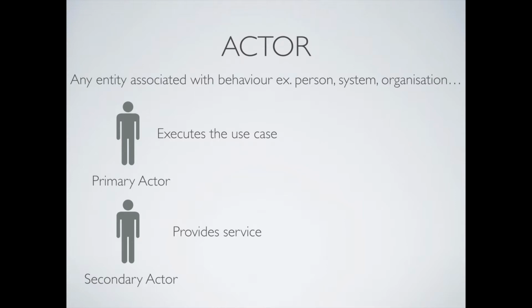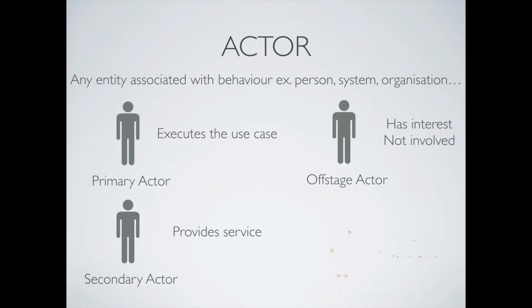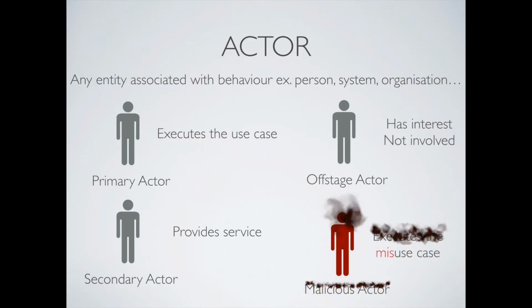The third type is the offstage actor. This is someone or something which has interest in the outcome of the use case but is not directly involved. It is worth saying that a primary actor for one use case can be a secondary or offstage actor for another use case and vice versa. There is an extra type called malicious actor. This is someone or something who or which executes a misuse case, which is a use case aimed to do some sort of damage to the system.